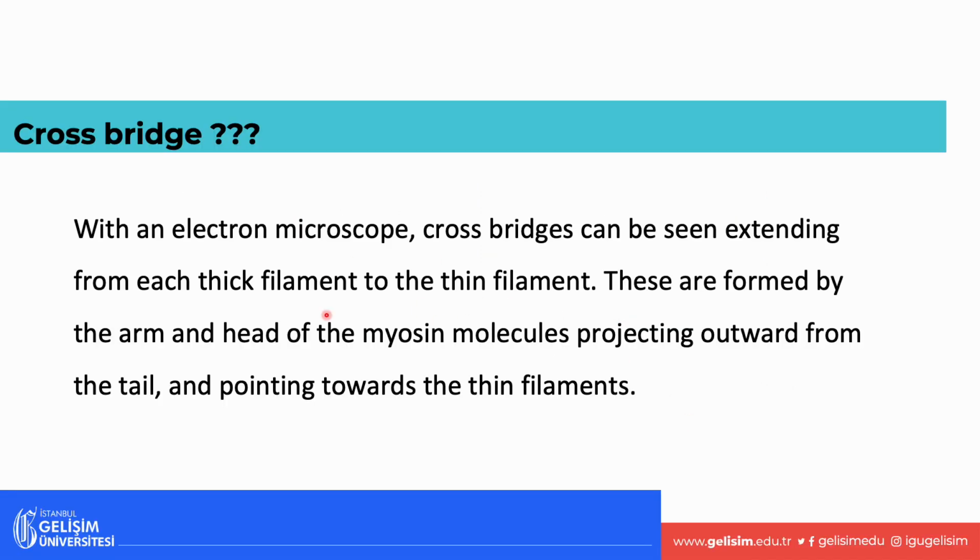So what is a cross bridge? Well, we said that the cross bridge was when the myosin heads would attach to the actin filaments. This is the simplest way that we can describe what the cross bridge is. And remember, these are microscopic structures. You can't see it with your naked eye. If you were to look at a muscle, you wouldn't be able to see it unless you look at it under a microscope.